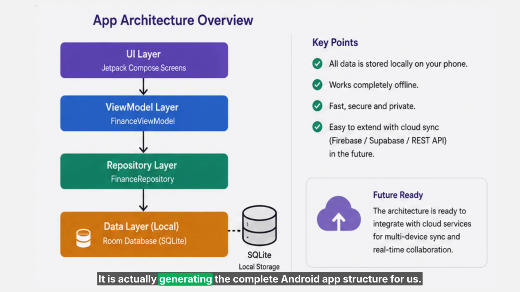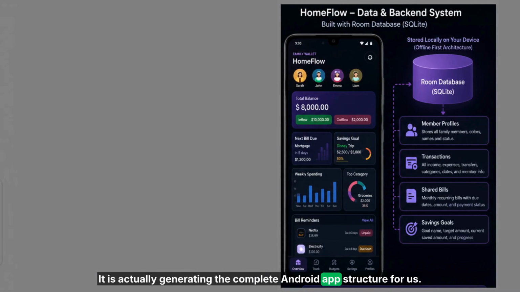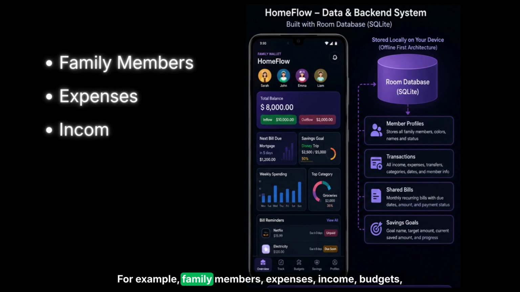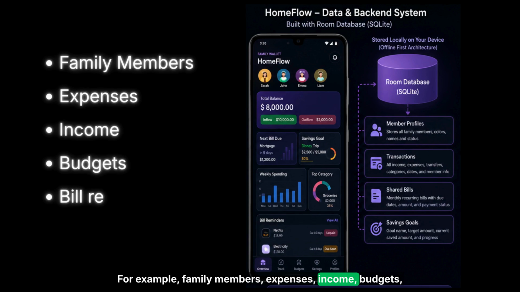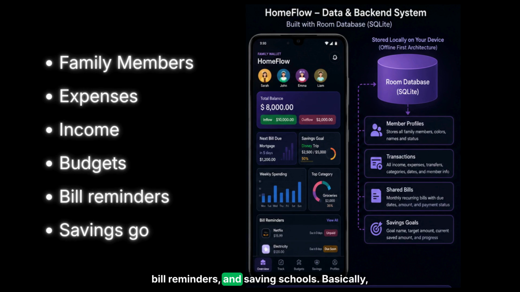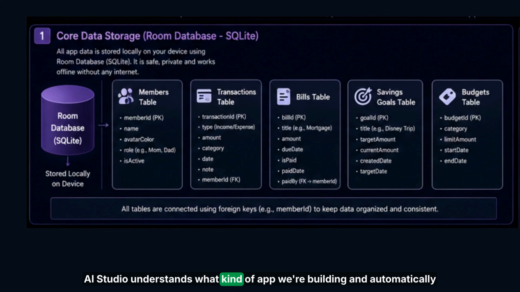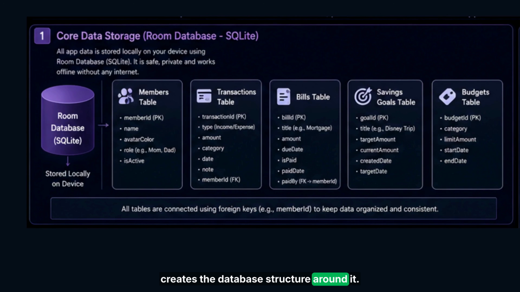It is actually generating the complete Android app structure for us. So first, it creates all the data models for the app. For example, family members, expenses, income, budgets, bill reminders, and savings goals. Basically, AI Studio understands what kind of app we're building and automatically creates the database structure around it.